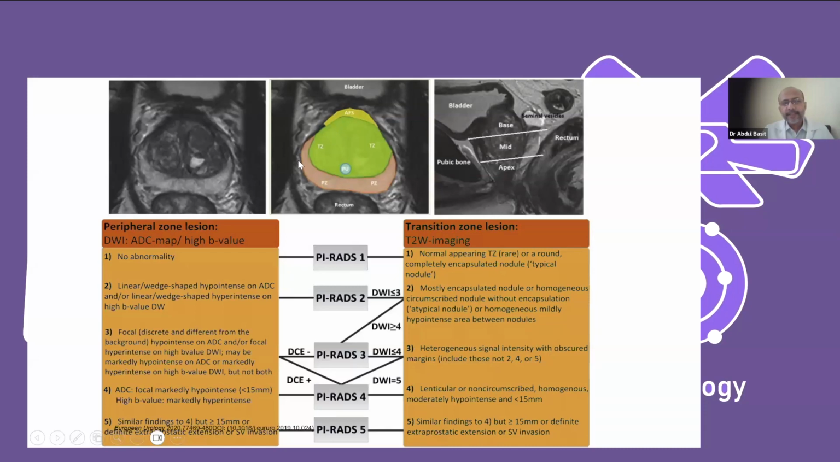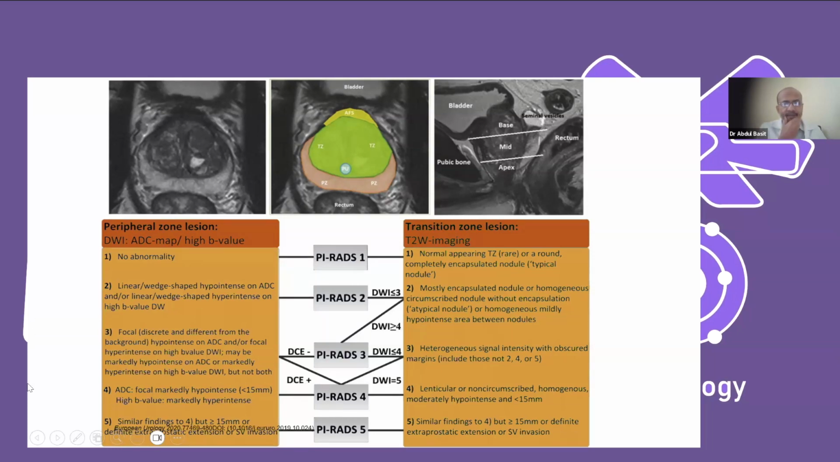And this is the diagrammatic representation showing you the peripheral zone. This is the prostatic urethra and transitional zone. And this part, which is the most anterior part, is the anterior fibromuscular stroma. That is the sagittal section showing you the urinary bladder. That is the base of the prostate, the mid part, and the apex in sagittal section.